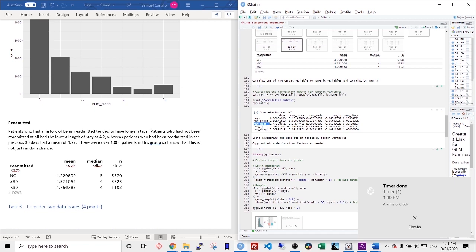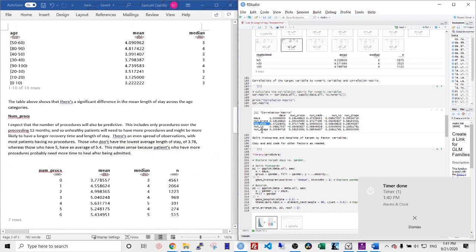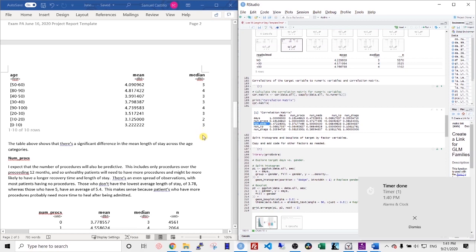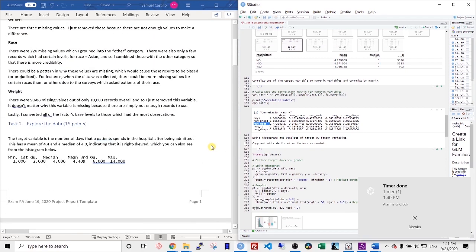So recall that if a correlation is high and positive, it means that as one variable increases, the other variable tends to increase. And conversely, if the correlation is negative, it means that as one variable increases, the other decreases. But correlation is also only a linear measure. So it could be that a variable is highly predictive, but the correlation is low because it could have a quadratic relationship or some other nonlinear relationship.